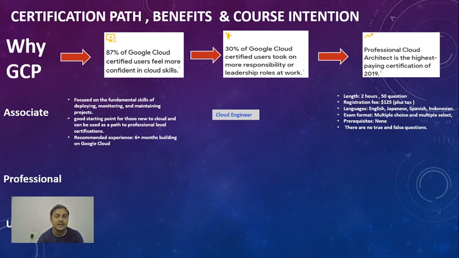So in the associate exam, there are no true and false questions. None of the exams have that kind of question. It has to be multiple choice and multiple select, and you have to select all correct options to get the score. How much do you need to score?